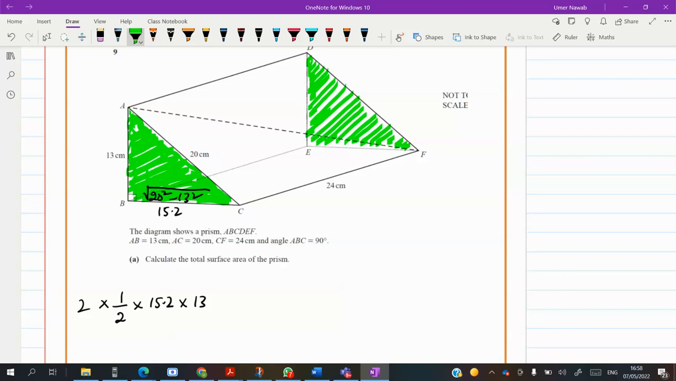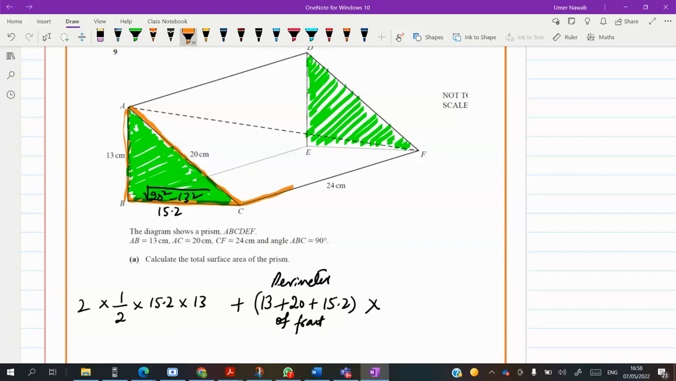Now to find the area of the three rectangles which are along the length, as I have told you, you just need to find the perimeter of the front face. The perimeter of the front face is 13 plus 20 plus 15.2. Now times it with the back length, so times with 24. It will give you the total surface area.